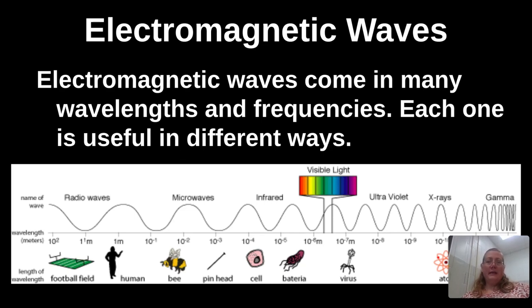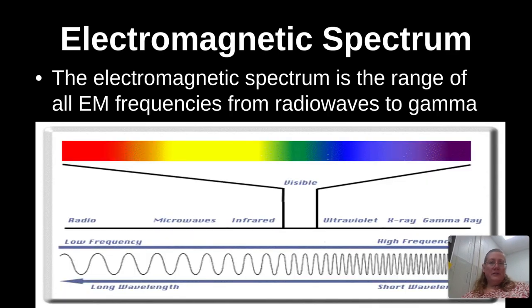Electromagnetic waves come in many wavelengths and frequencies, and each one we have found useful in different ways. So we're going to talk about how we use them. But remember that the sun is emitting all of these at any given time. Again, the range goes from radio waves being the lowest frequency and the longest waves, all the way up to gamma waves, which have the highest frequency and the shortest waves.